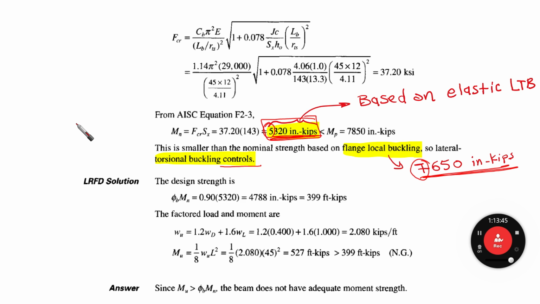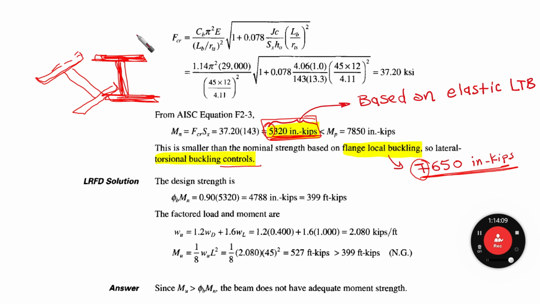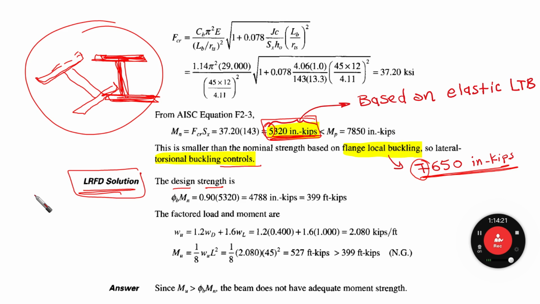What is the meaning of that? Lateral torsional buckling means that our cross section is going to fail first, okay, by lateral torsional buckling. It is going to fail in this way. This means that lateral torsional buckling is going to take place before flange local buckling in our case for this cross section. Okay, and based on this, for LRFD, our design strength, we are going to use the resistance factor. So the nominal strength, which is the 5,320 inch kips, is going to be multiplied by 0.9.